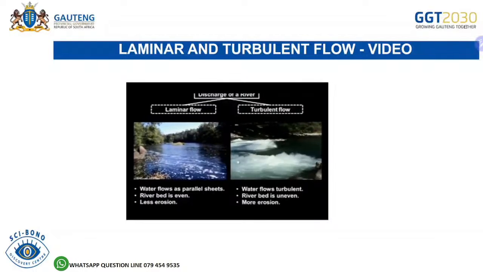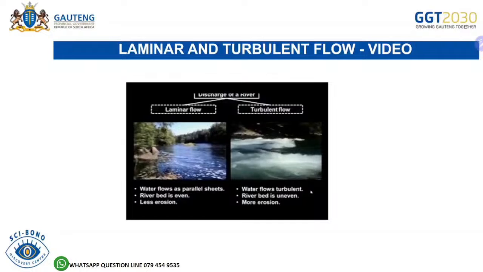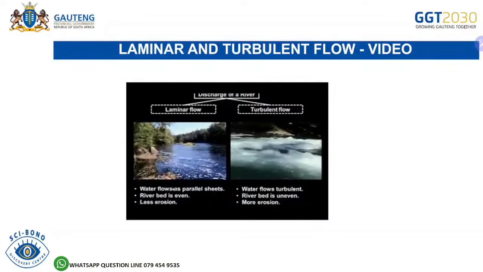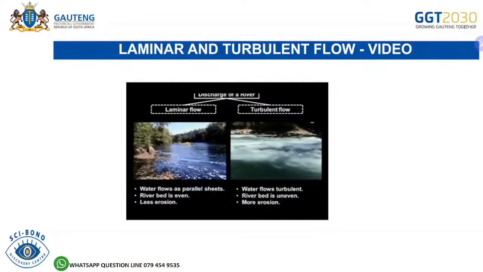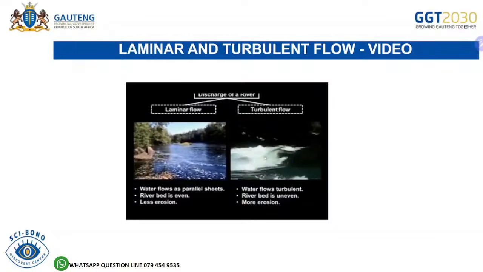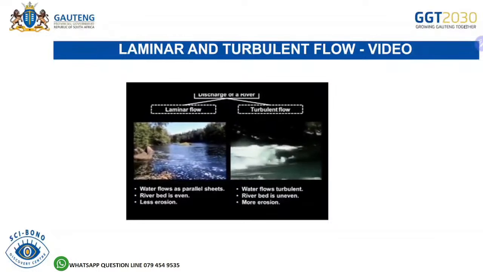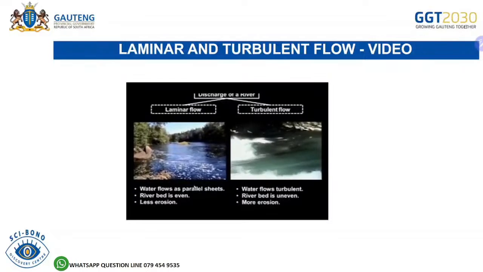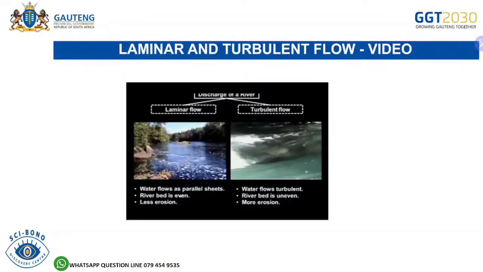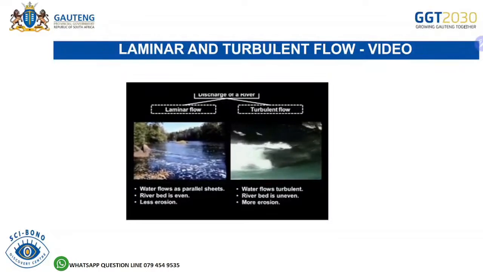So if you have a look at this, people, then immediately you will see that on the one side, we've got the water flowing as parallel sheets. Have a look at that. Beautiful parallel sheets. But look at this. Very turbulent, the water is flowing on the side. Why is it flowing in parallel sheets? Because the riverbed right at the bottom will be even.